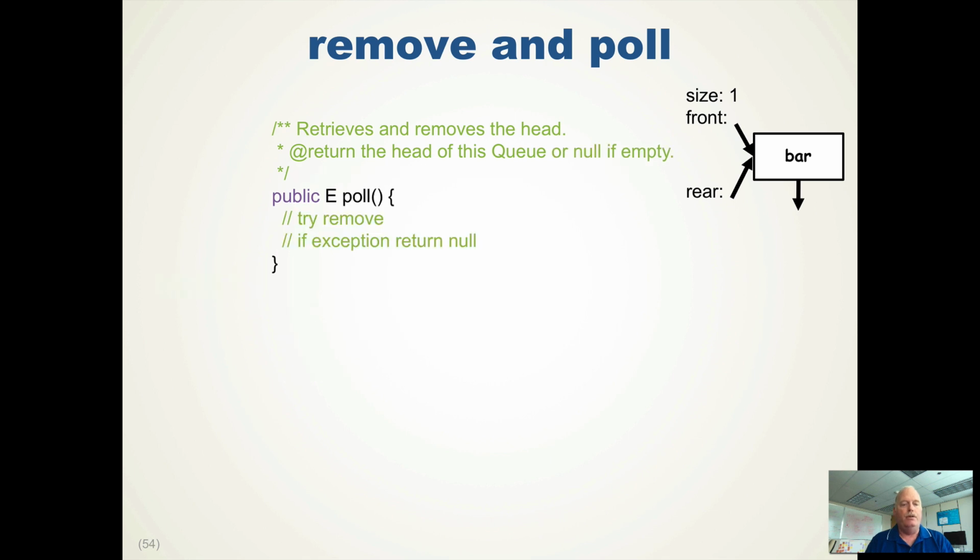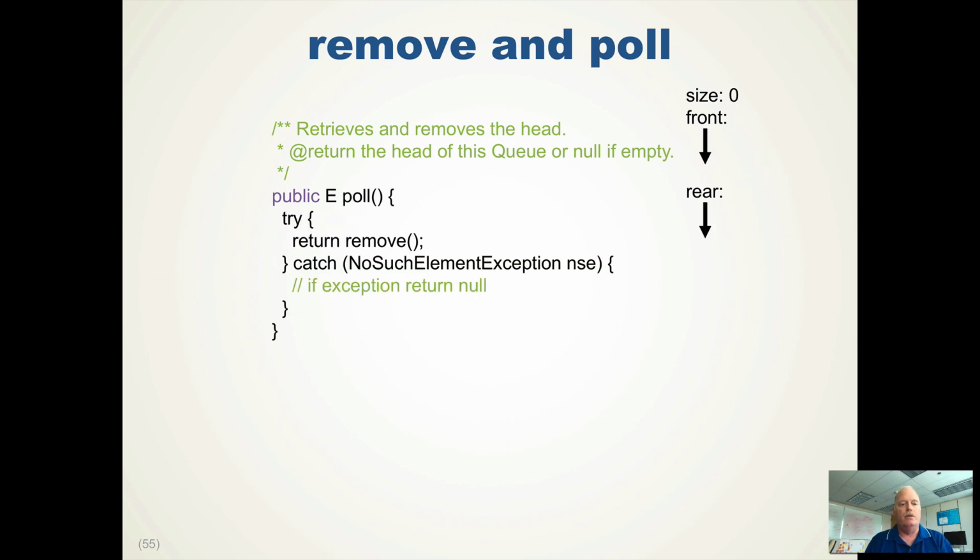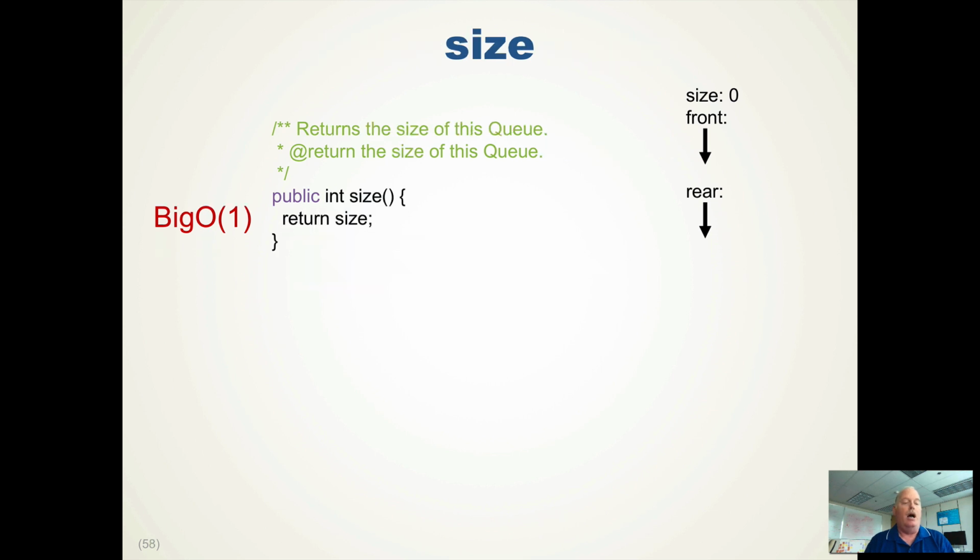The poll method doesn't throw the exception, it returns null. So we try to remove. If there's an exception, we return null. So we try to return the remove, we catch the exception, and return null. Again, big O of 1 operation. And then lastly, size, we return size. Very simple.